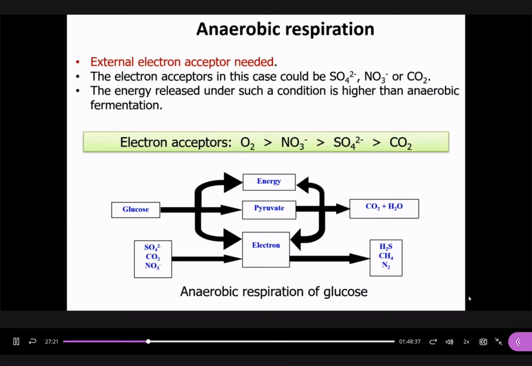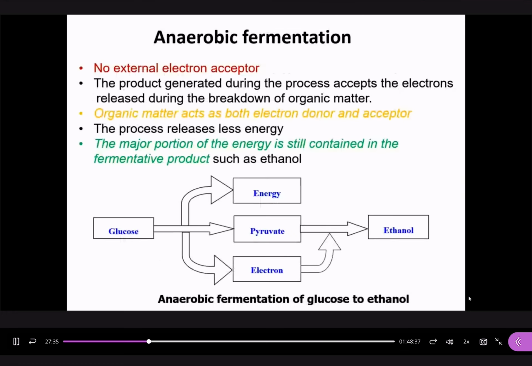Any questions? No? Pretty clear. So you should be able to compare these two schemes, fermentation and respiration. What are the differences?